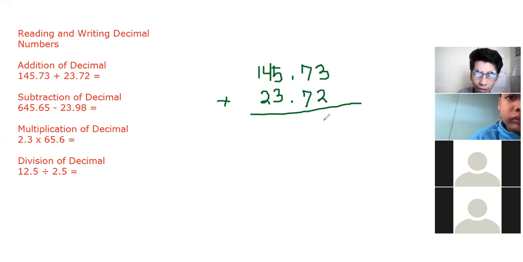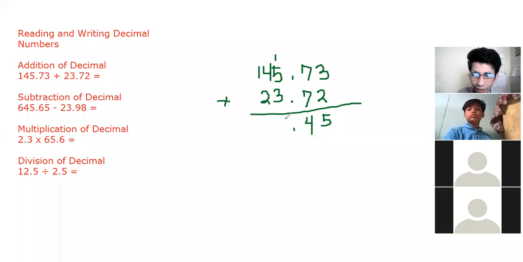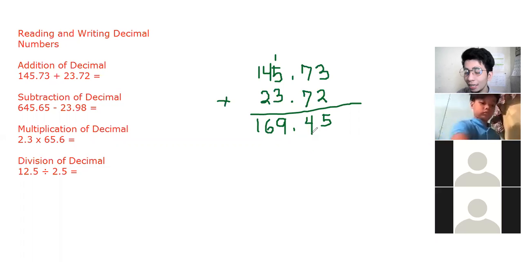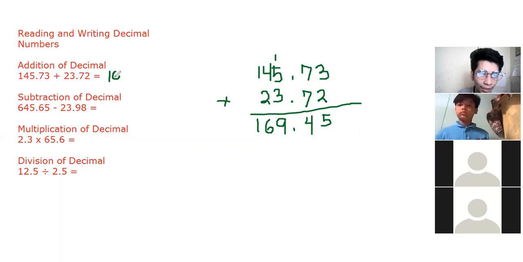3 plus 2, that is 5. Then 7 plus 7, that is 14. So we place the point here. Then carry 1. Then 1 plus 5, that is 6, plus 3, that is 9. Then 4 plus 2, 6. Then bring down the 1. So our answer in number 1 is 169.45. Who has that answer in number 1?